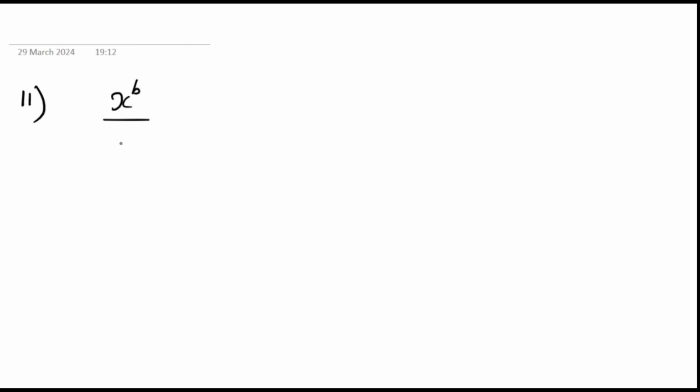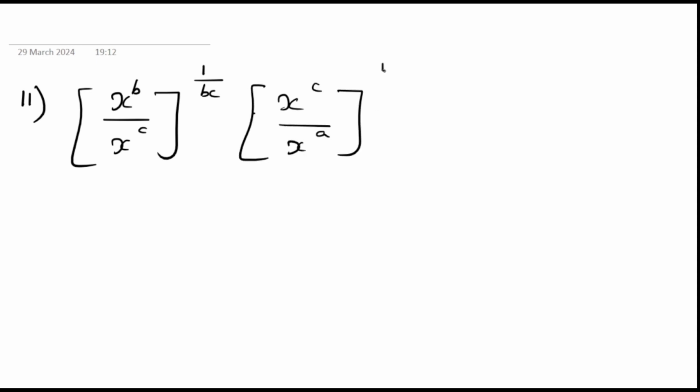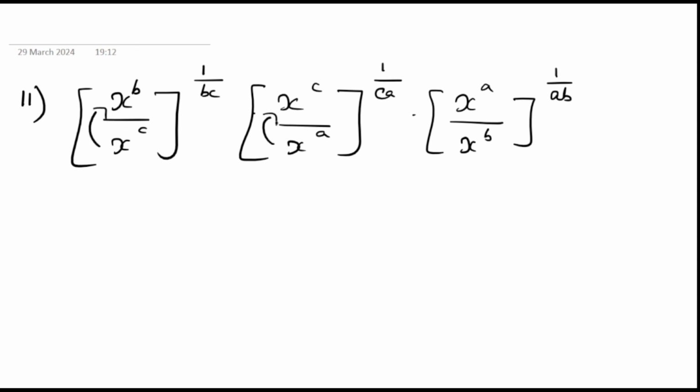x^b divided by x^c, the whole to the power 1 divided by bc, into x^c divided by x^a, the whole to the power 1 divided by ca, into x^a divided by x^b, the whole to the power 1 divided by ab. Here again, the denominator I'm bringing to the numerator. So the sign in the powers will change.